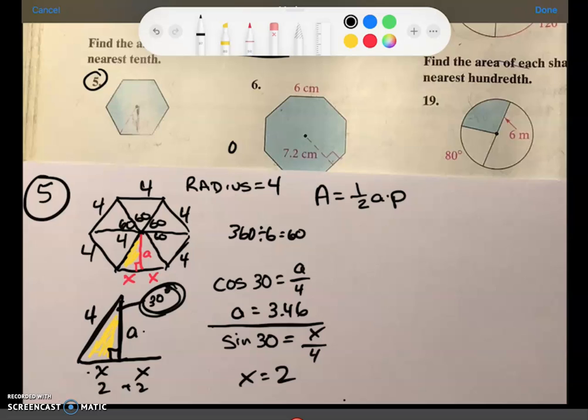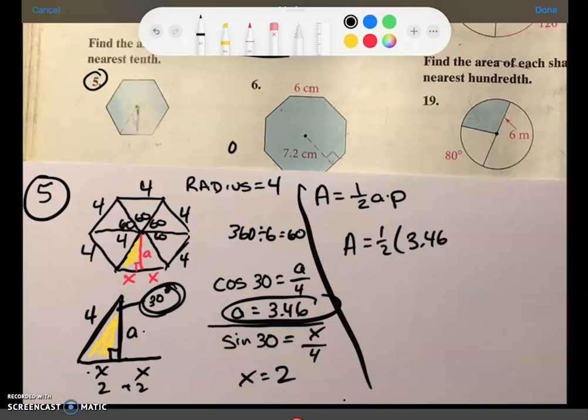Okay. So let's go to the actual formula here. Area is 1/2 apothem. Apothem is 3.46 times the perimeter. We know each side is 4. We know there are 6 sides to this figure, so we'll go 4 times 6. The area, once we throw all of this in the calculator, is 41.5. And I believe that's feet squared.